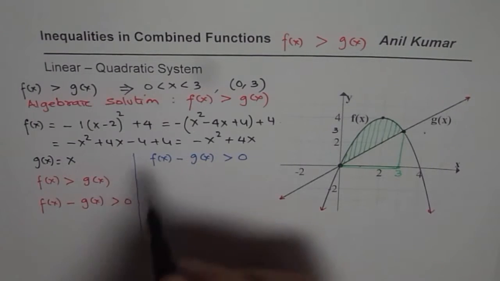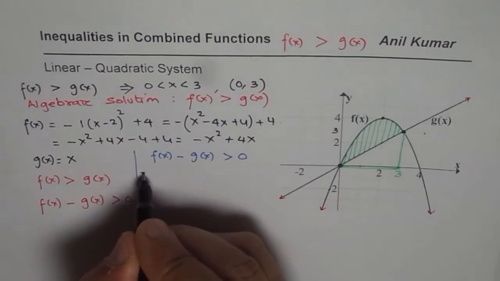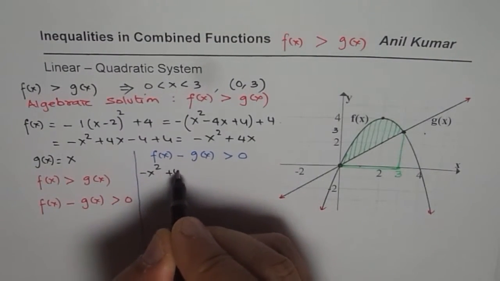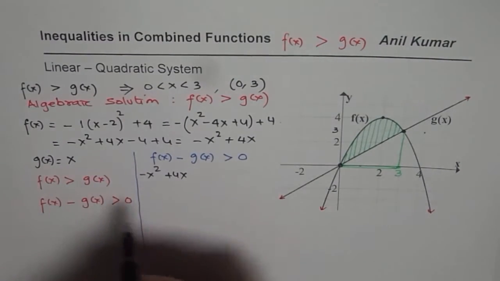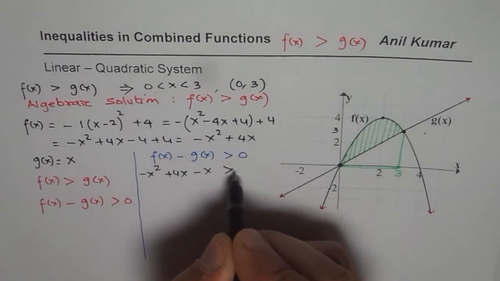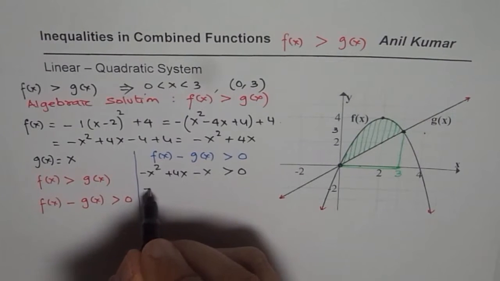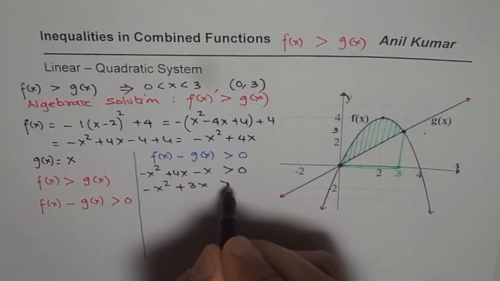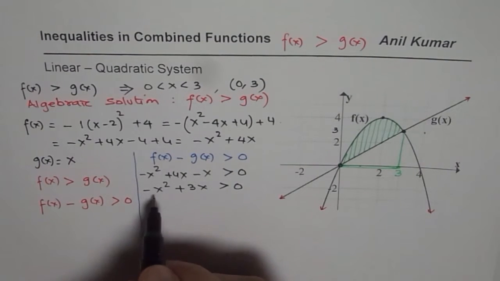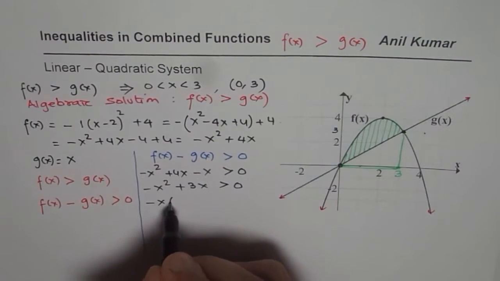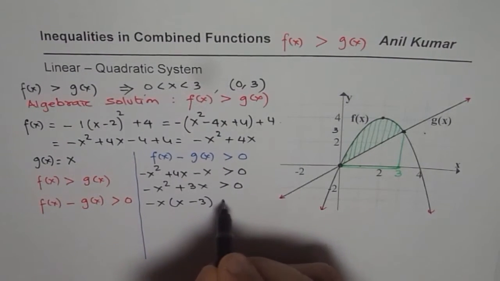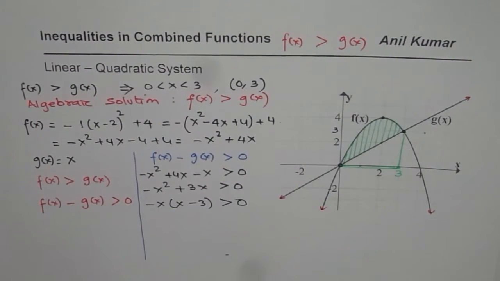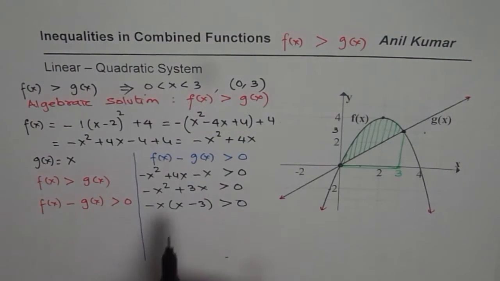So let's solve. f of x is minus x squared plus 4x. g of x is x, so we'll do minus x greater than 0. Let's combine these terms: minus x squared plus 3x is greater than 0. Now here we can factor, so we get minus x times (x minus 3) greater than 0. Now we have the inequality in this form.